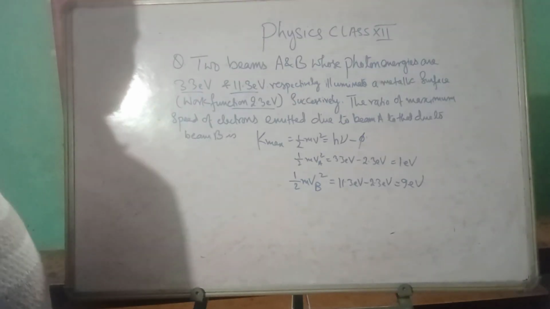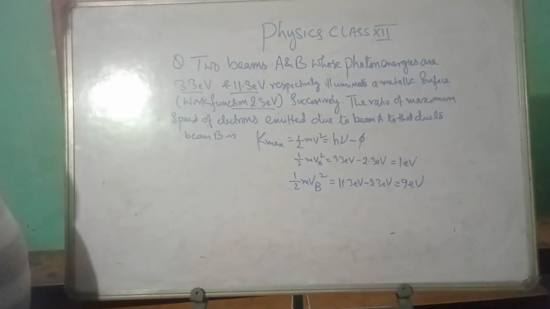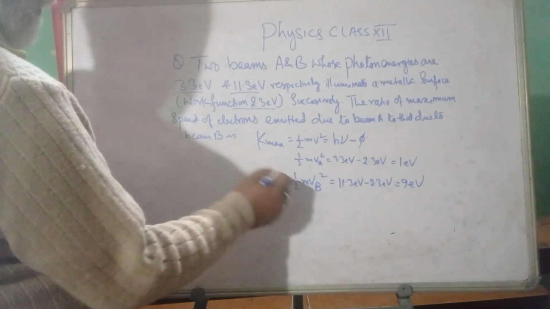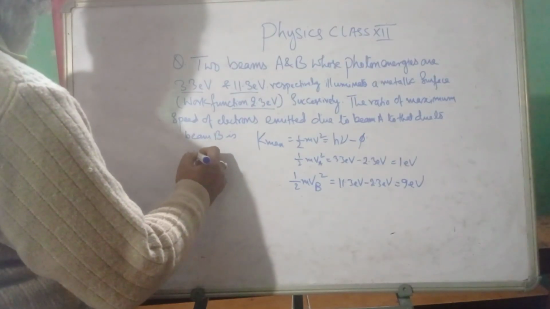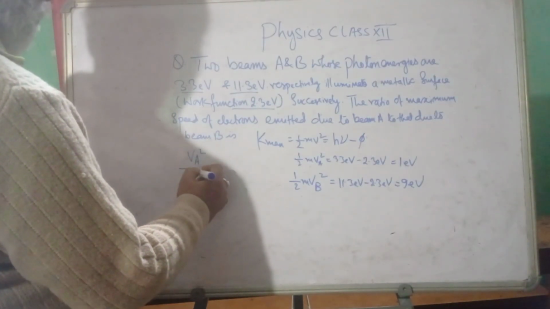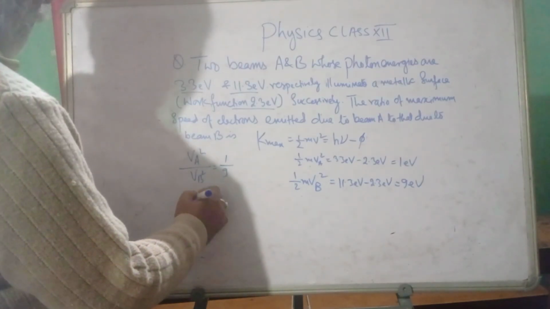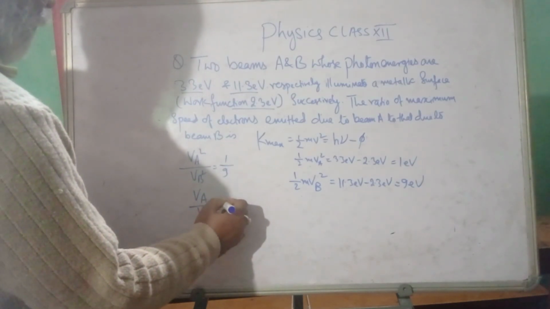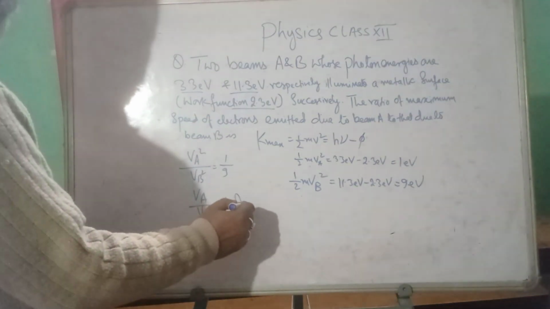We have to find the ratio, the velocity ratio. So here, dividing this by this one, we get v_A square by v_B square equal to 1 by 9. So v_A by v_B is equal to 1 by 3. So this is your answer.